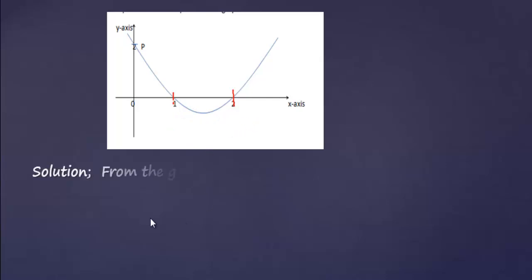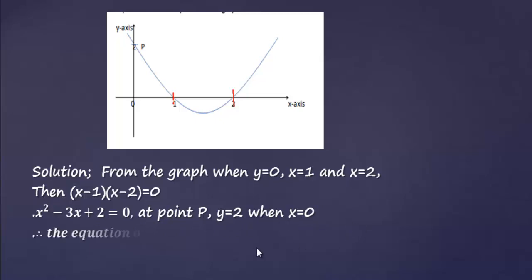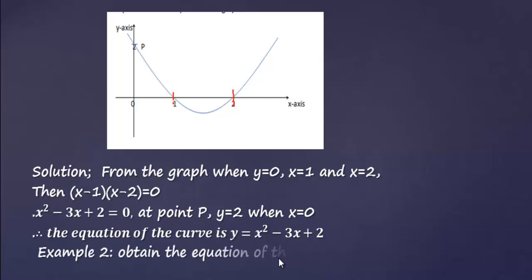Now the solution from the graph: when y equals 0, x is 1, and when y equals 0, x is 2. Now you are going to write it like this: x minus 1 and then x minus 2 equals 0. That is what you are going to get. Therefore, at point P, y equals 2 when x equals 0. Now the equation of the curve is y equals x squared minus 3x plus 2.